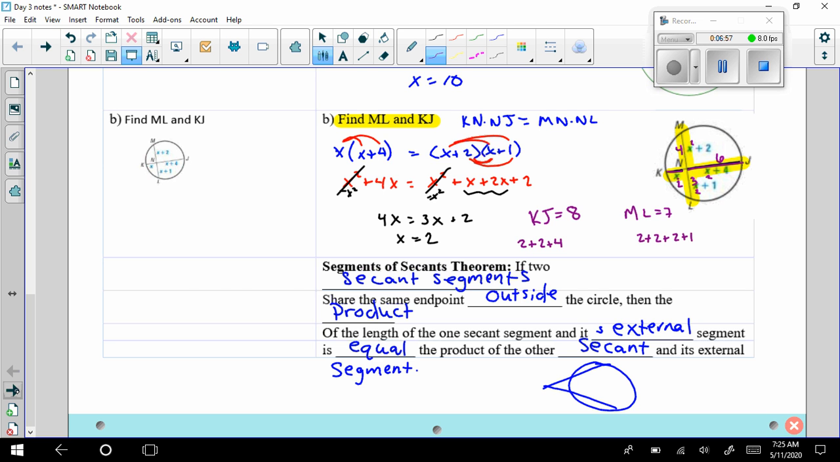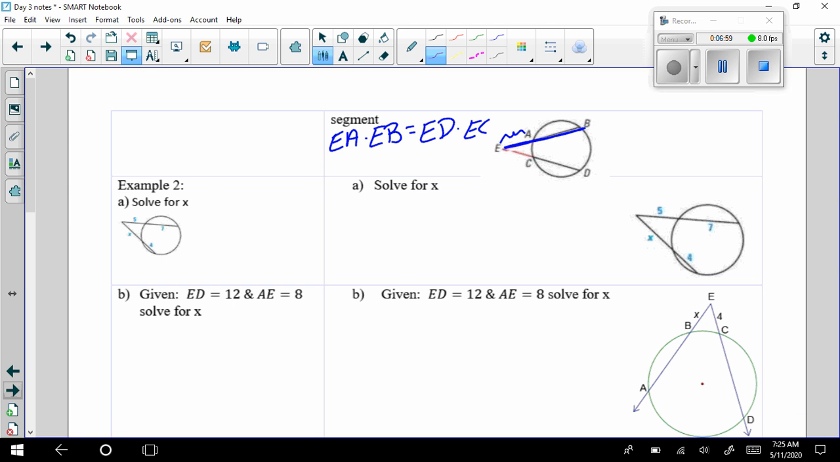I'll tell you what all this means. So we're looking here at the secant segments and the product of these two, so EA and EB. So the product of this small section and then the whole thing is equal to the product of the same thing over here. We have this small section times the whole thing.